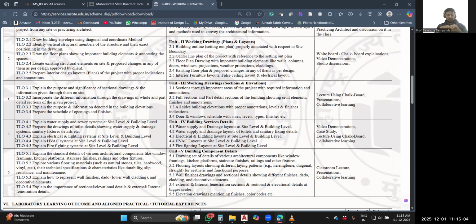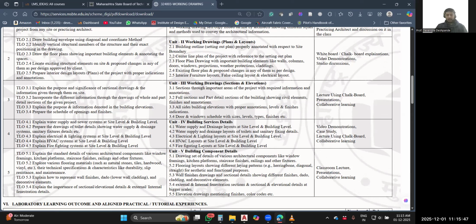And the last theoretical learning outcome shall be to explain the importance of sectional elevation details and external and internal fenestration details. So there we are going to draw part sections and part elevations of the facade to determine as to how these fenestrations or jalis or specific elements like fins or spouts are going to work in order to facilitate the building in terms of ventilation, in order to facilitate the facade to respond to a particular climatic aspect.